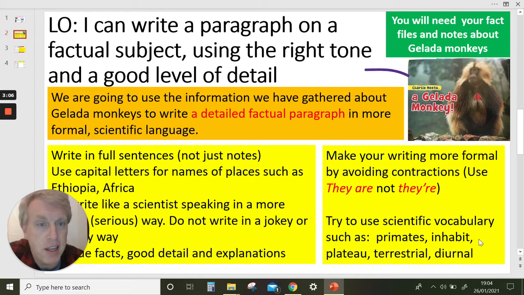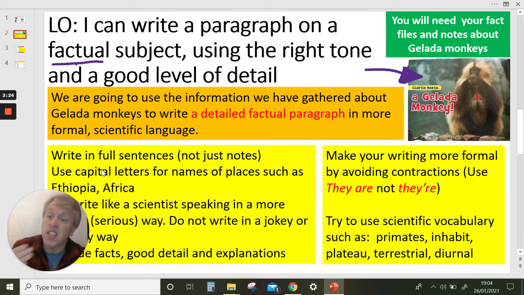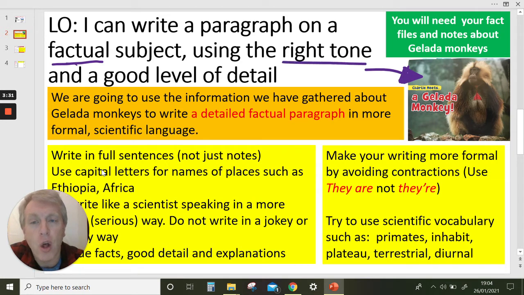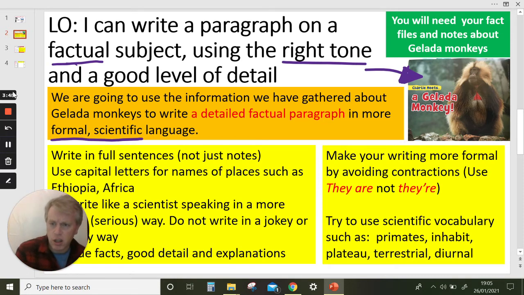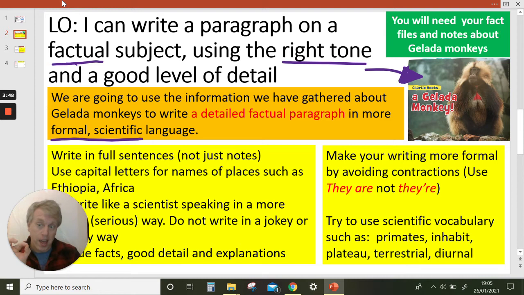Okay, well, today what we're going to do is take all the information that we have gathered about our friends here, the Gelada monkeys, and try to write a really good long paragraph. It's going to be a factual paragraph. We're going to be writing what we know about Gelada monkeys for someone who doesn't know much about them. And we're going to be using the right tone. We're going to write as if we are scientists or talking in a scientific way. So quite a serious, formal way of talking or writing.